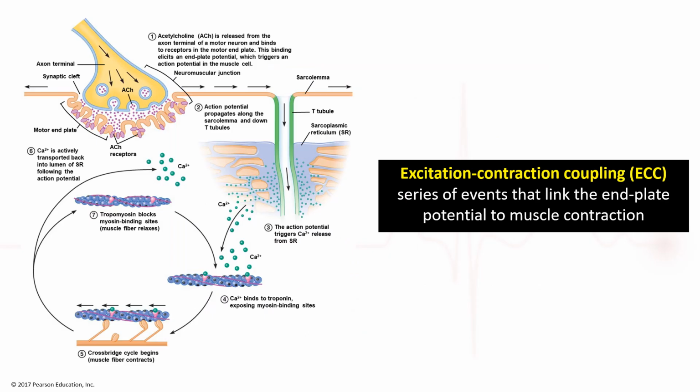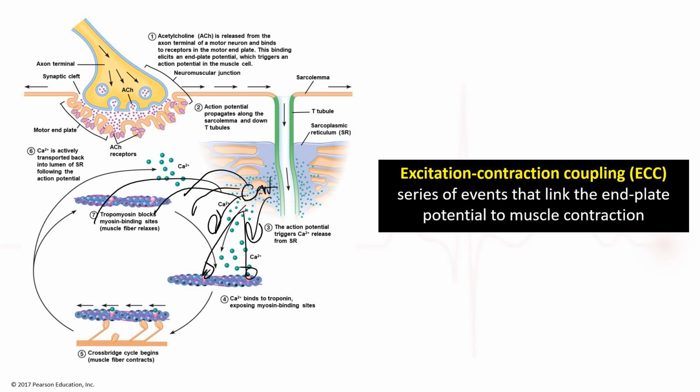And what's the purpose of calcium? Well, clearly, if you can allow calcium to spill out of the SR, what's calcium going to do? Calcium is going to go and bind to troponin, which exists on the actin filaments that are part of, of course, the sarcomeres within the myofibrils.